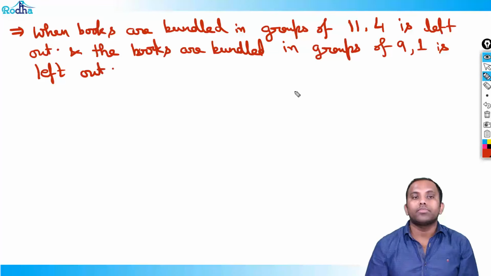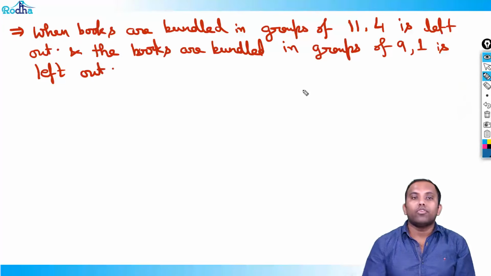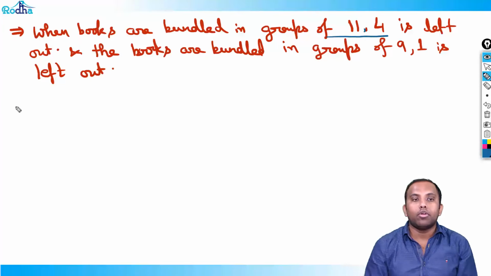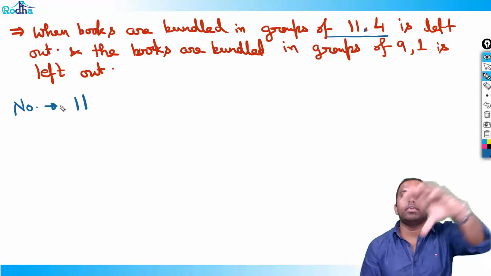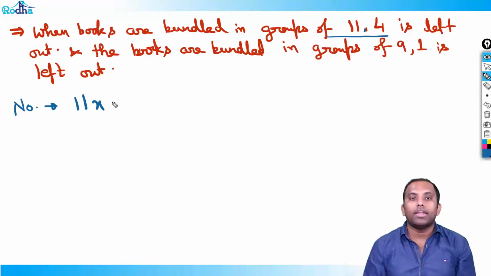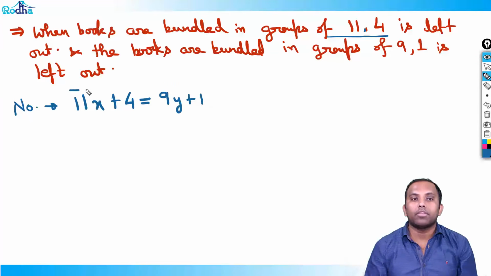So how to form the equation here? When books are bundled in groups of 11, 4 are left out, right? So let the number of books in the library be of the form: in groups of 11, let's say there are x groups. So 11 into x, and then 4 is left out. So that number should be of the form 11x plus 4. Then the books are bundled in groups of 9, one is left out. So in groups of 9, I can form y bundles, and one is left out, so 9y plus 1. So the number is of the form 11x plus 4 is equal to 9y plus 1.